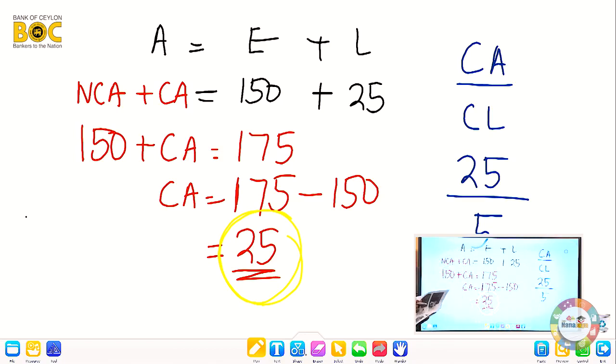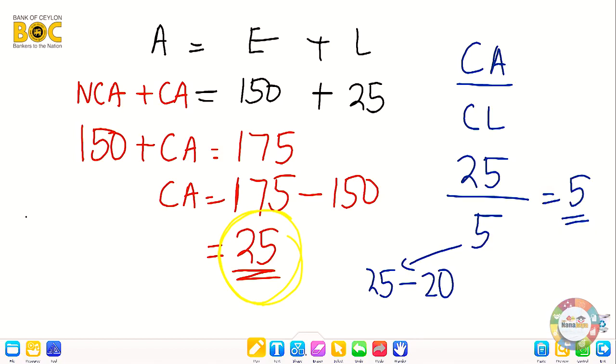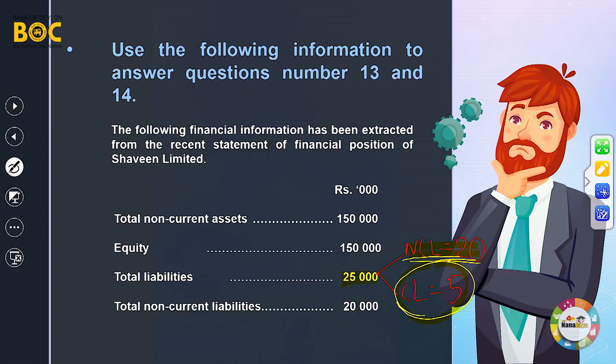How you got 5 million rupees? Total liability is 25 million minus non-current liabilities 20 million. And the current ratio is 5. In this company, current ratio is 5.